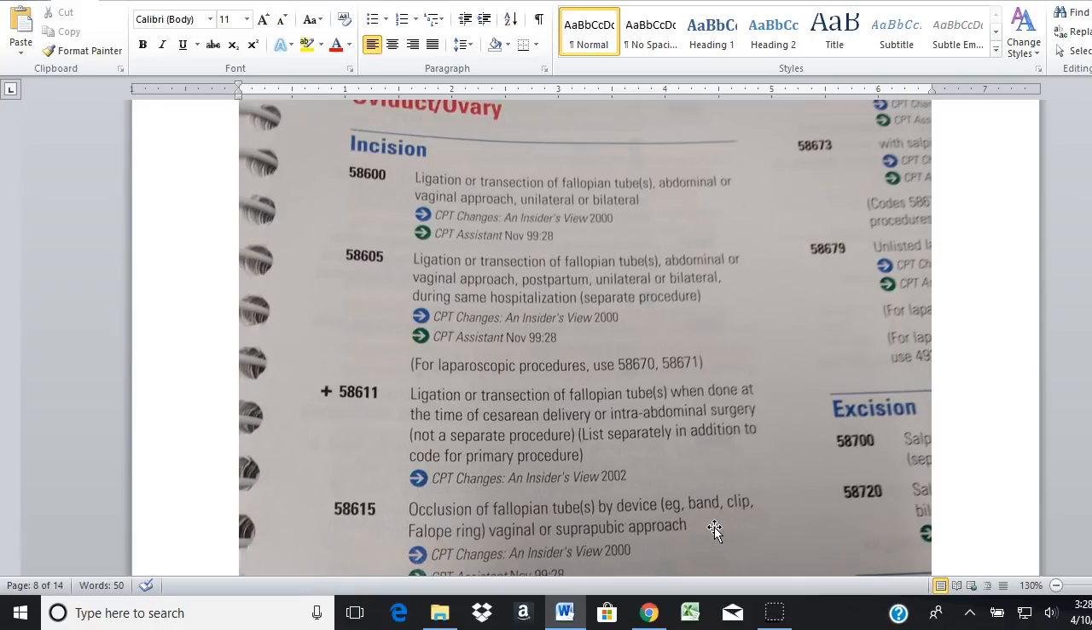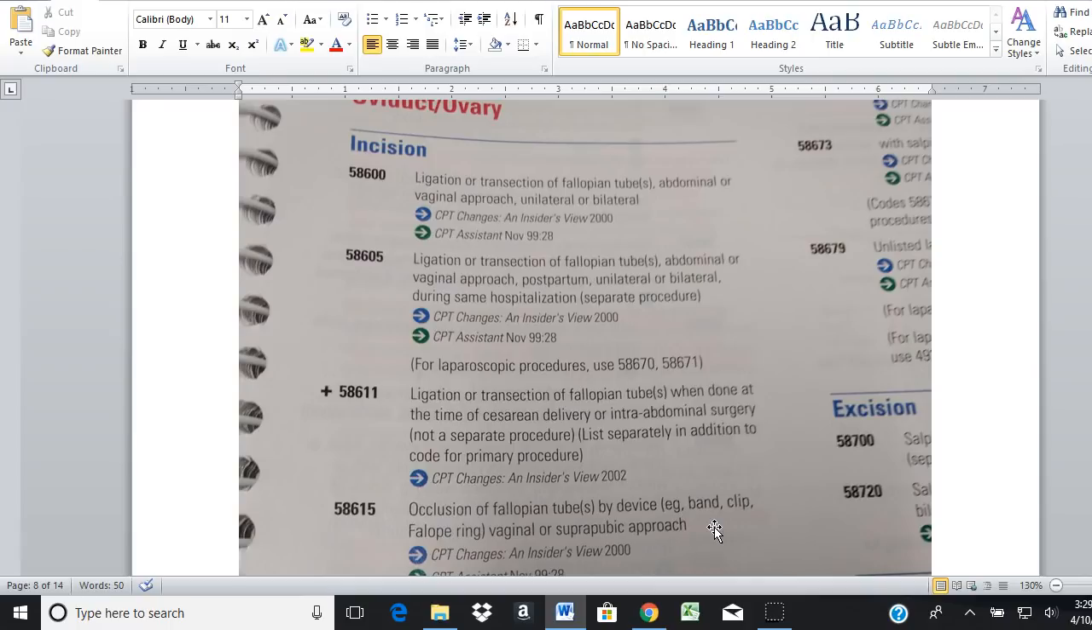However, there is another procedure that also will fit under 58600, 605, or 611, depending on circumstances, and it's called the Essure. What the Essure is, is a little device that is actually placed inside of the fallopian tubes. The idea is that within a few months after the device is placed by a physician, the lining of the fallopian tube grows over the device, and therefore it completely ligates and shuts off the fallopian tube connection. So the egg cannot make it into the uterus.